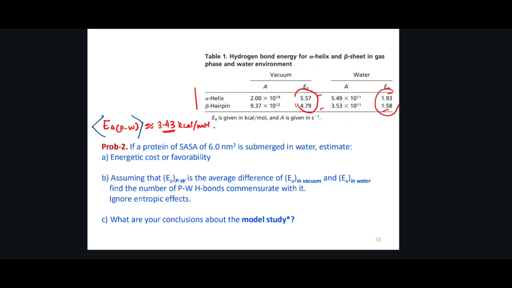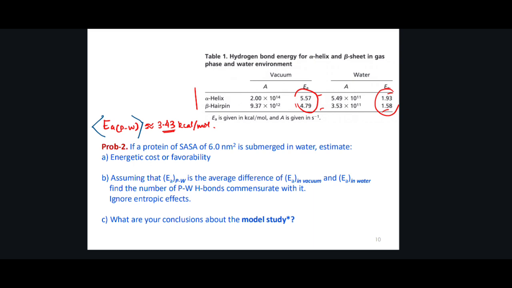So how many hydrogen bonds can I break? Okay, so I'm going to combine. Here we got 50.4 kcal per mole, and the activation energy of each is 2.43.